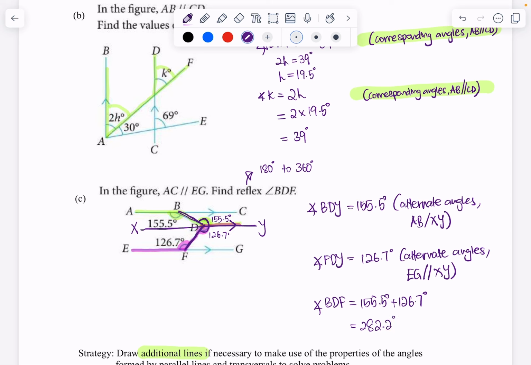So you will see that for all the questions we have done, anytime we make use of the angle properties, in this case the angle properties of parallel lines, we will need to state the reason clearly at the working corresponding to that property.